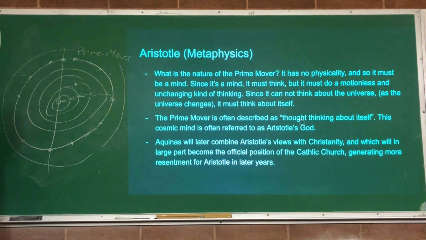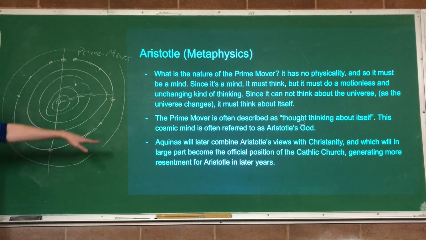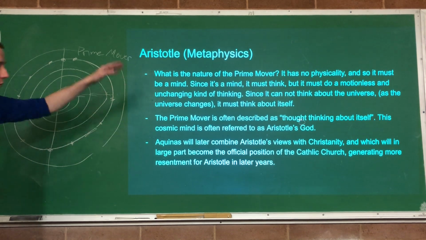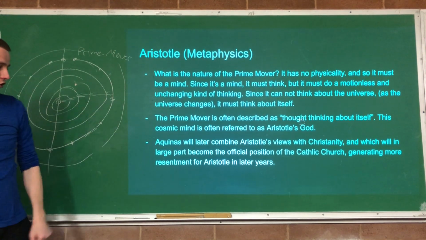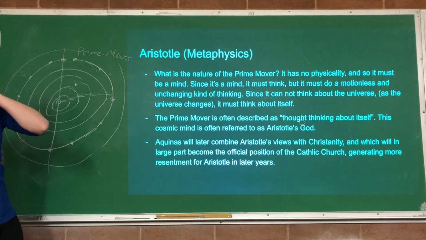This cosmic mind is often referred to as Aristotle's God, and you can see why. But Aristotle was just trying to piece together what the ultimate source of motion must be like, what properties it must have, and he's trying to come up with the most reasonable way we can piece this all together. Here's what he came up with, his prime mover. And later, in particular Aquinas will combine Aristotle's view with Christianity, which will, in large part, become the official God of the Catholic Church, once again generating more resentment against Aristotle.